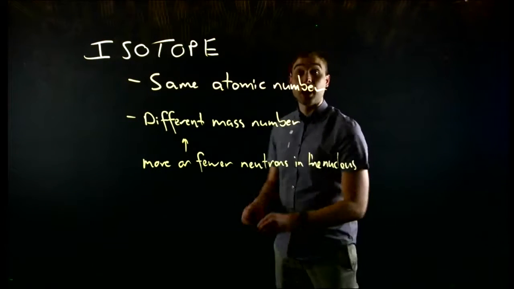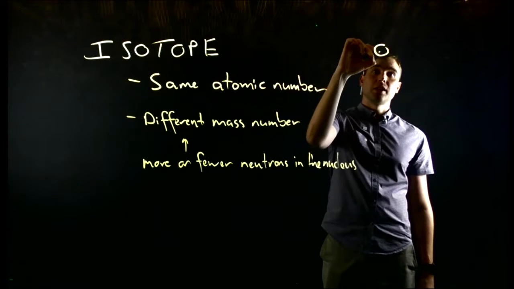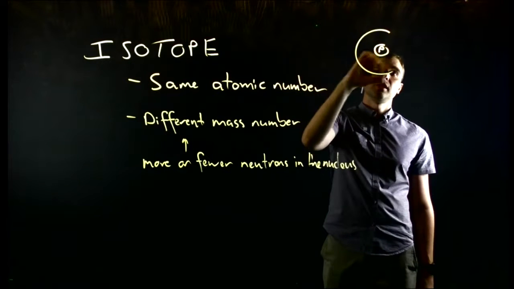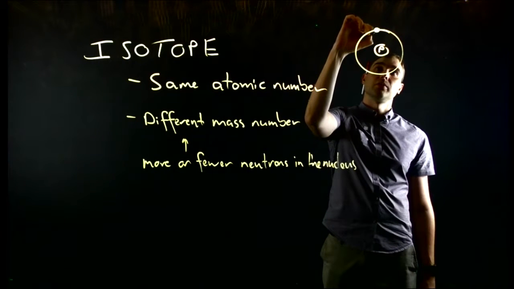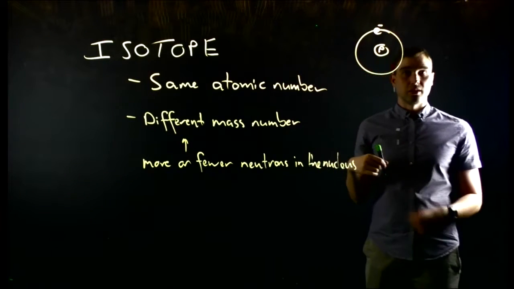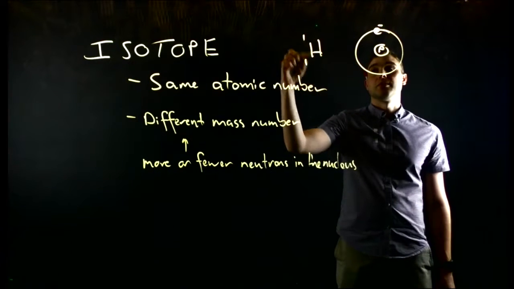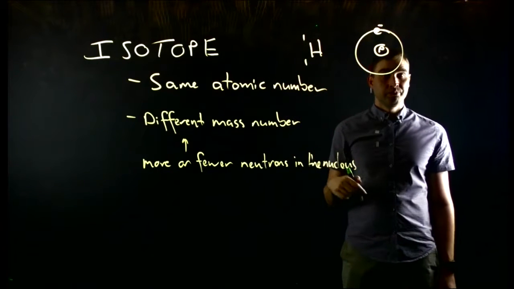So let's talk about hydrogen, for example. Most hydrogen, if we looked at the hydrogen nucleus, has a proton, and then we've got one electron zooming around it like that. So that's the nucleus of a regular hydrogen. We call that hydrogen 1,1. So 1 is the atomic number, 1 is the mass number.